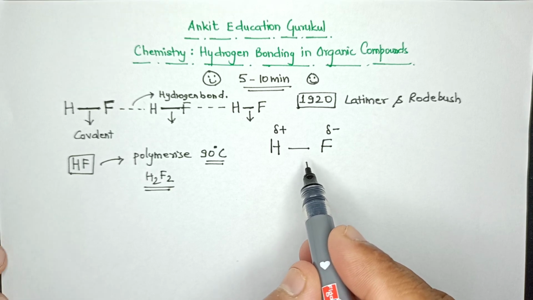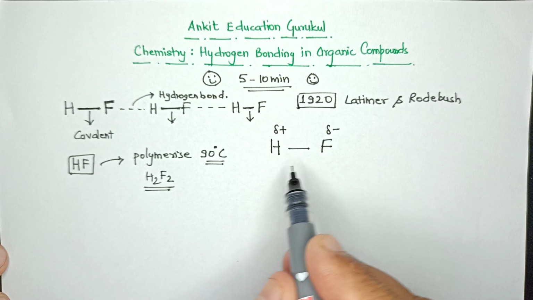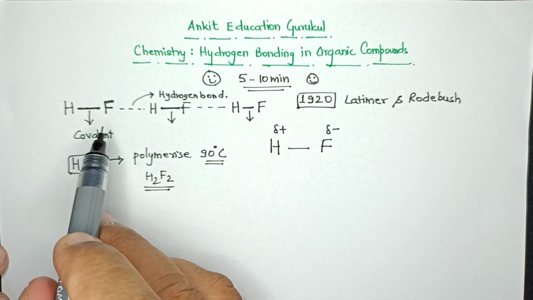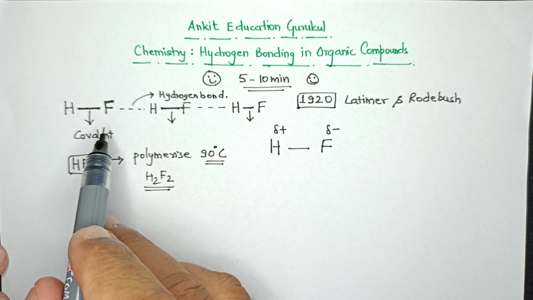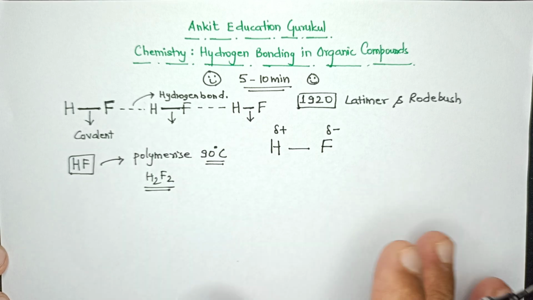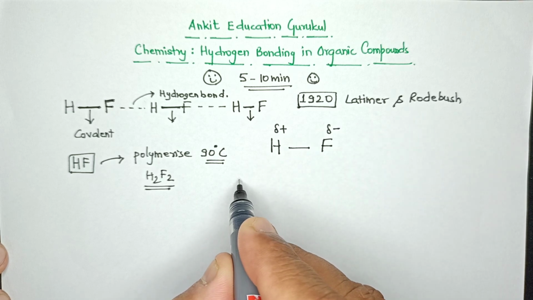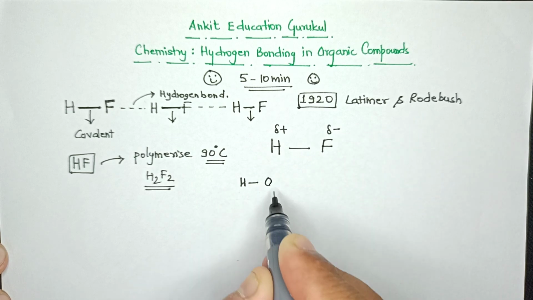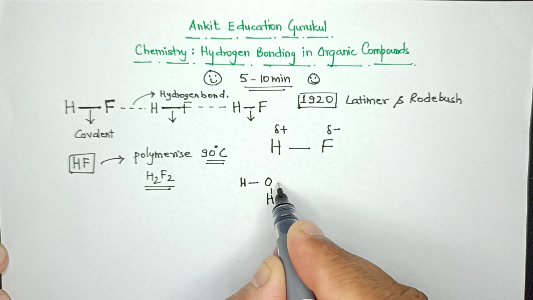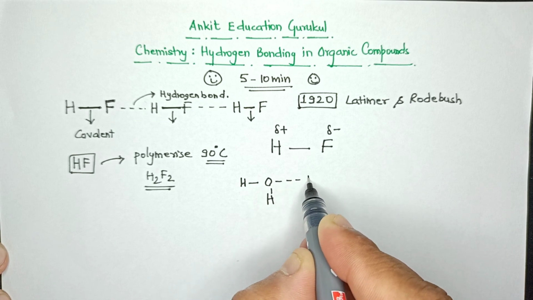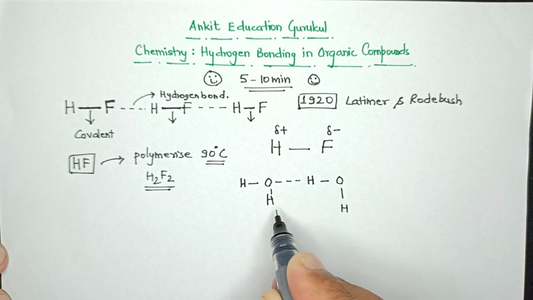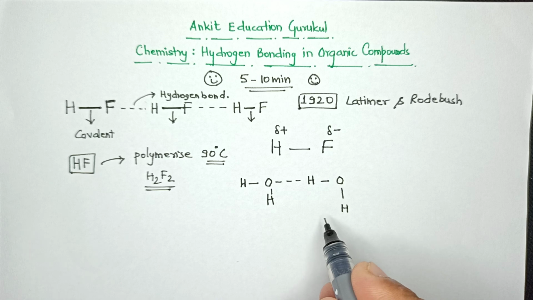So the hydrogen bond is basically defined as an electrostatic attractive force between the covalently bonded hydrogen atom of one molecule and an electronegative atom of the other molecule. Let me give you some more examples. Even if we take the example of water, HOH would be connected in this manner, but the electronegative element would then be hydrogen bonded to the other molecule of water. So this is the hydrogen bonding in water.